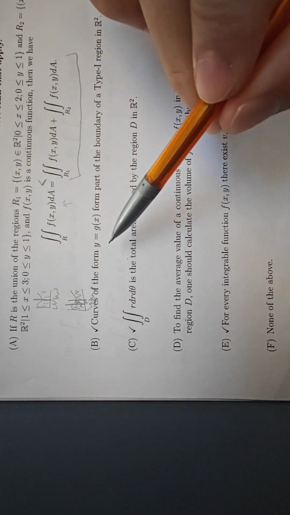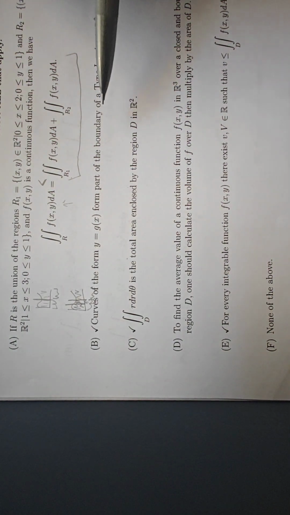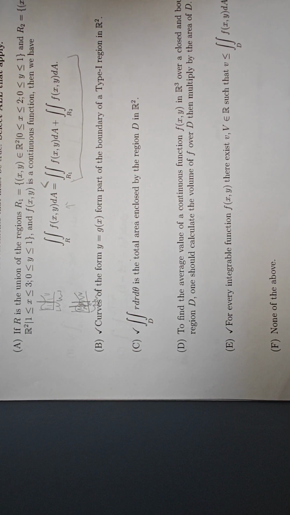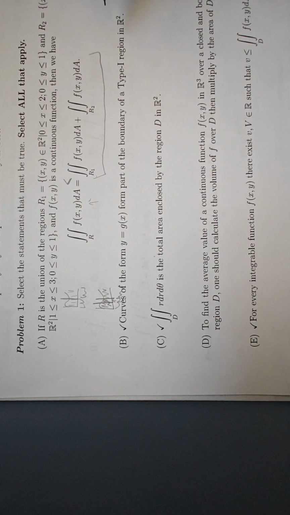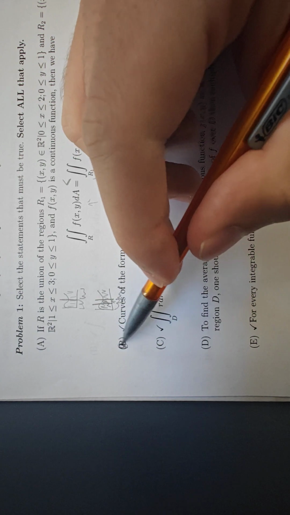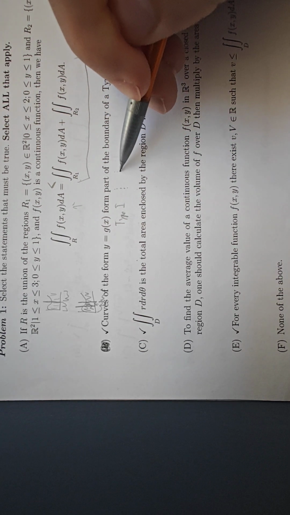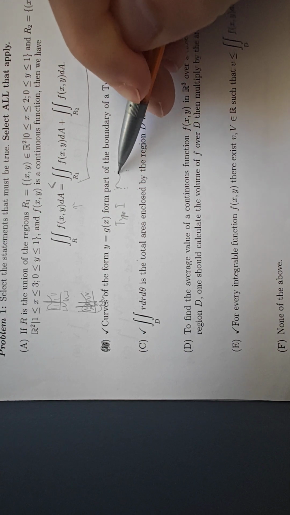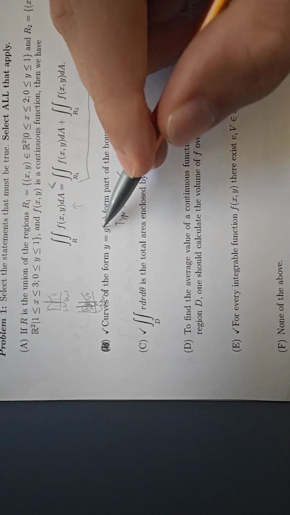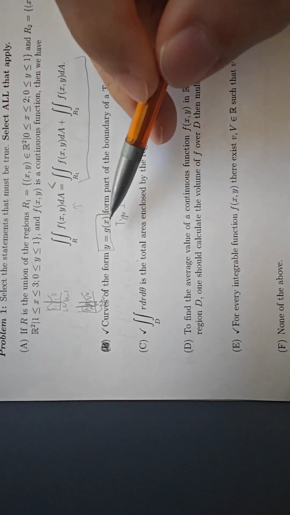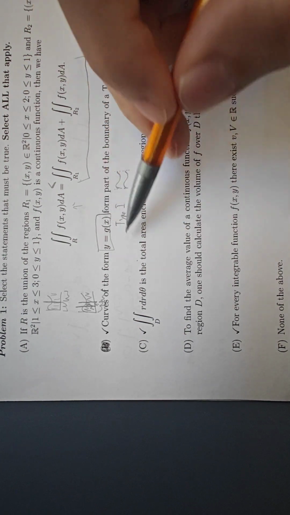Secondly, curves of the form y is equal to g of x form part of the boundaries of a type 1 region in R2. So this one is true, and the reason why it's true is a matter of definitions. In a type 1 region, you have your x's as a locked value, and then your y's vary. And that's exactly what this is here. This is just a regular y is equal to f of x function, so that's perfectly fine.